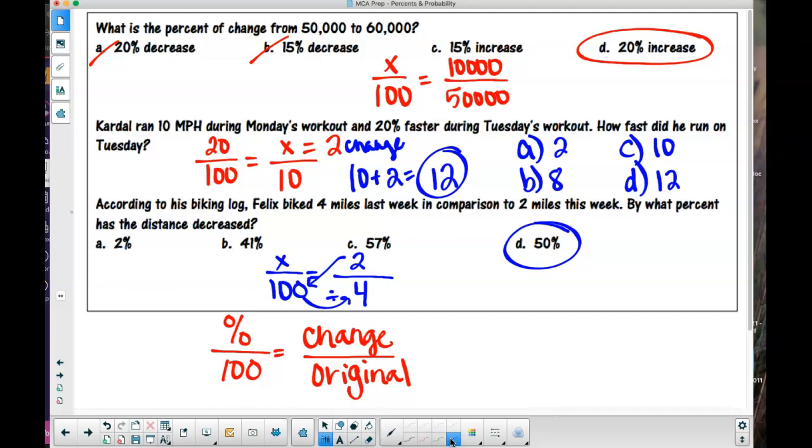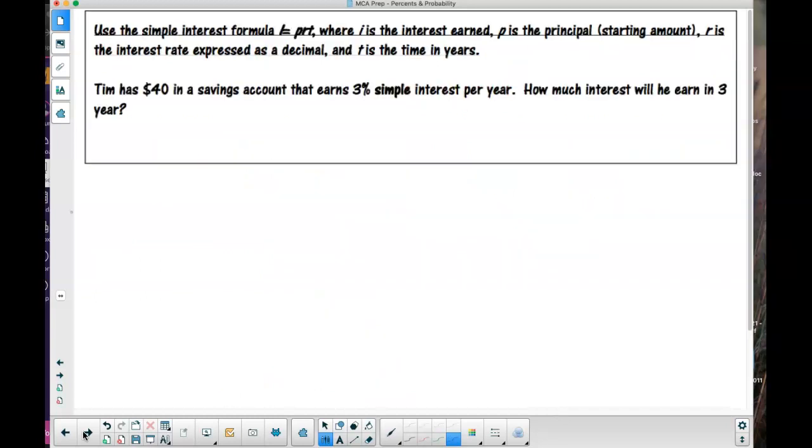All right. Then we go to a reminder of simple interest. Remember when we talked about simple interest? This is the last thing on that front side of the page. Okay. Use the simple interest formula. I equals P times R times T. Remember that? They'll give you that formula on the test. You don't have to memorize it. They'll give it to you, okay? Where I is the interest earned, P is the principal or starting amount, R is the interest rate expressed as a decimal, and T is the time in years. So we need to set this up as I equals P times R times T. And really, we're just filling in the blanks.